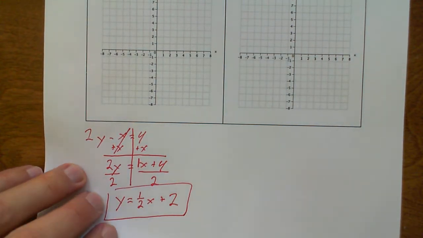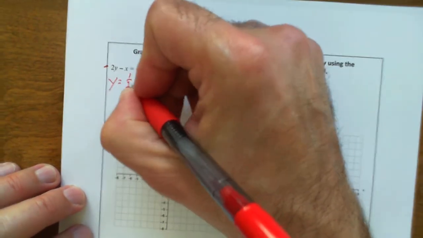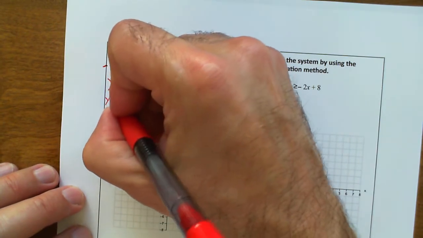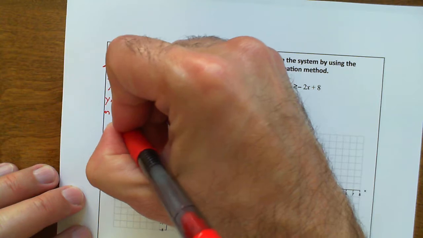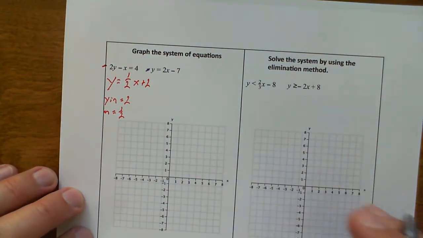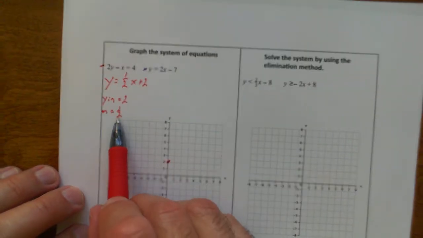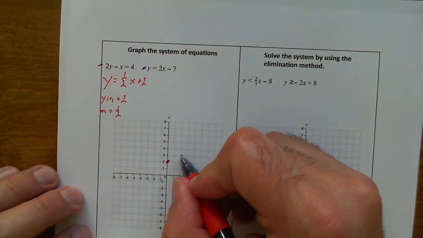Nice. Okay, so let's write that here. This red is going to be y equals 1/2 x plus 2, where my y-intercept is 2 and my slope is 1/2. So my y-intercept is 2. That means I go up here at 2. My slope is 1/2. That means I rise 1 and I run 2.